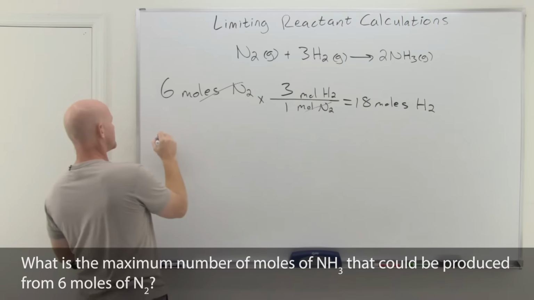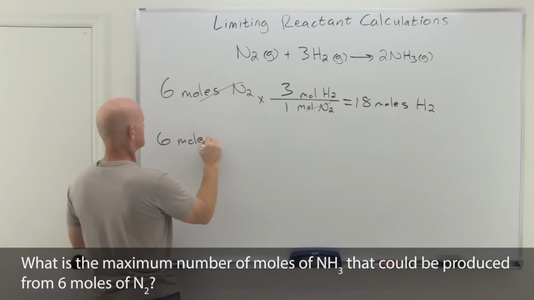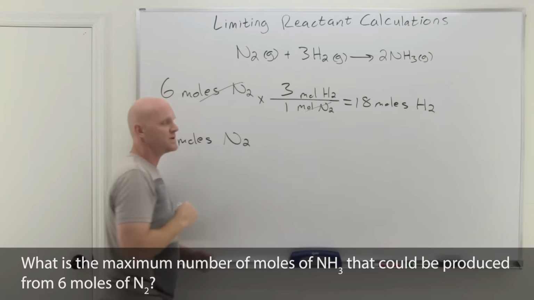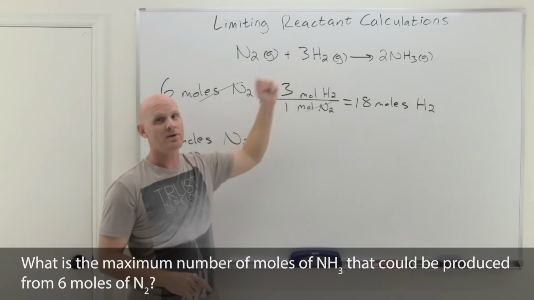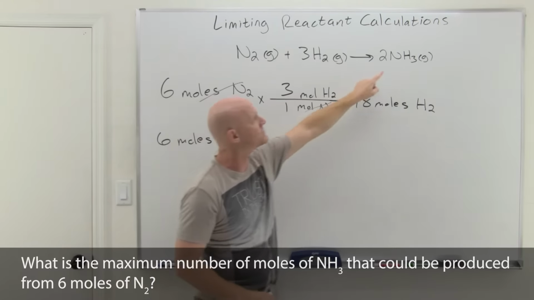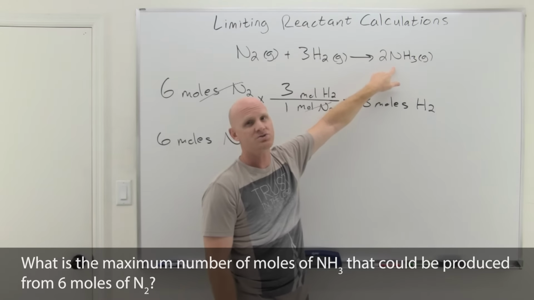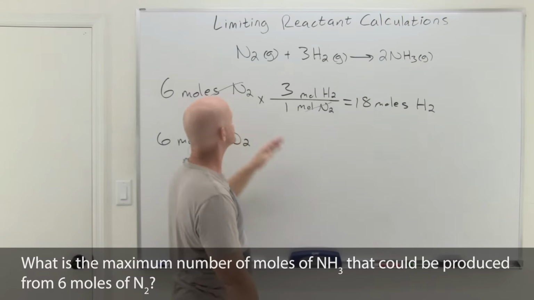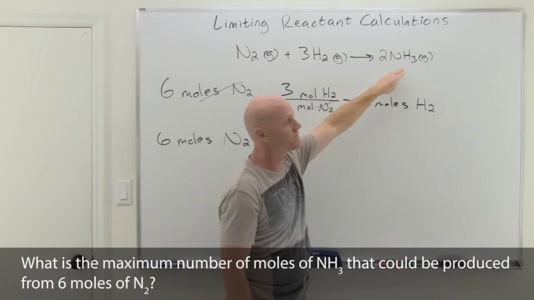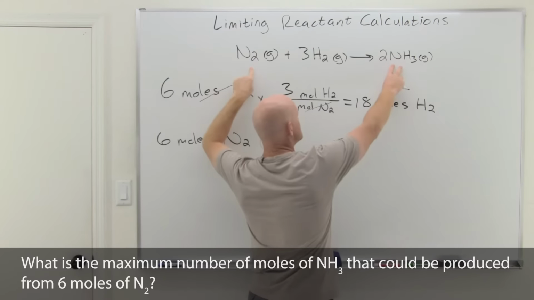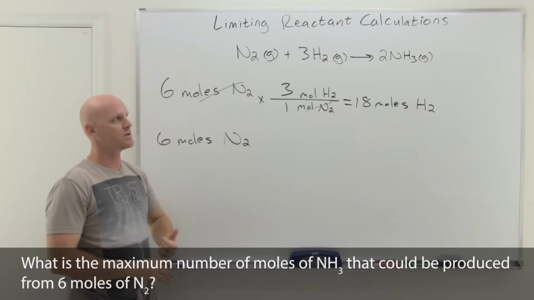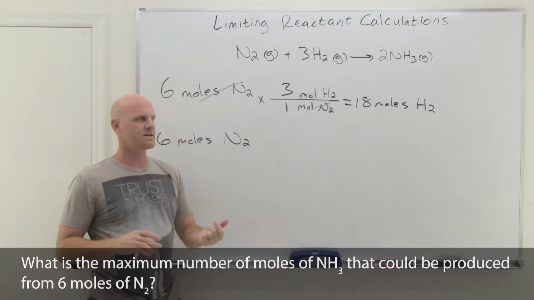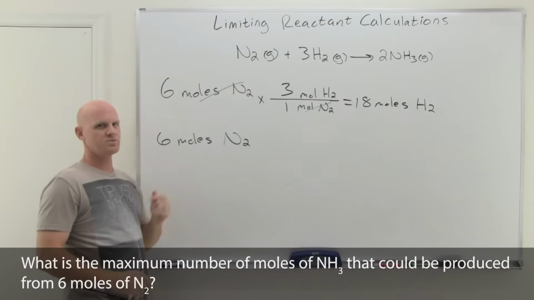Now, next question, we're going to start with that 6 moles of N2 yet again. And this time the question is different. Instead of worrying about how much H2 I need for it to react with, the question is what is the maximum number of moles of NH3 that can be produced? And so in this case, I'm relating the moles of N2 to the moles of NH3, and it's a 1-to-2 ratio. And so based on that 1-to-2 ratio, you can probably see that the maximum I get is twice as much, and twice as much would be 12 moles.